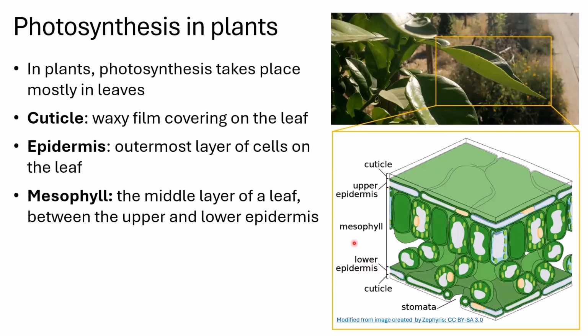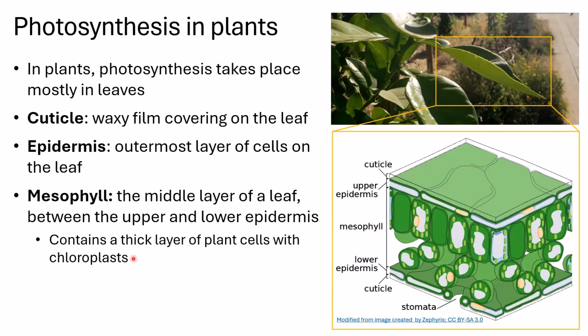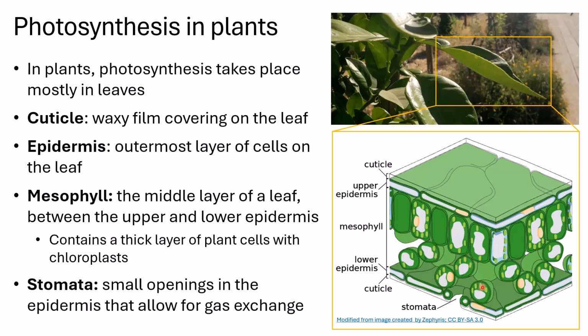The mesophyll is the middle layer of the leaf, and is the most important part in the context of photosynthesis. It contains a thick layer of plant cells that have chloroplasts, and so is the site of photosynthesis in leaves. The stomata are small openings in the lower epidermis, and these allow for gas exchange. Carbon dioxide enters through the stomata, while oxygen leaves from the stomata.